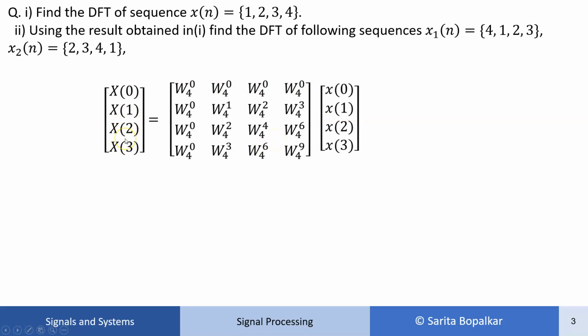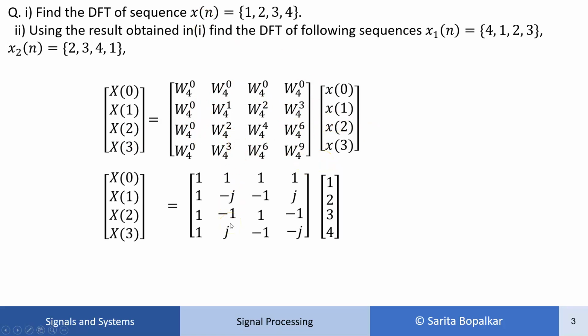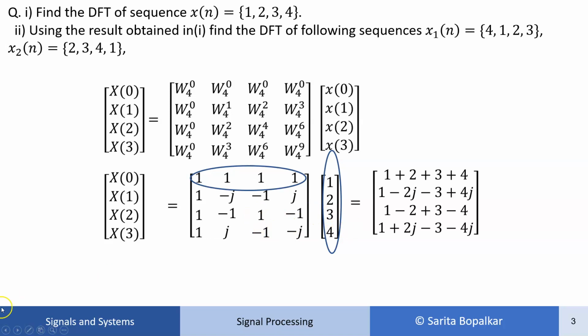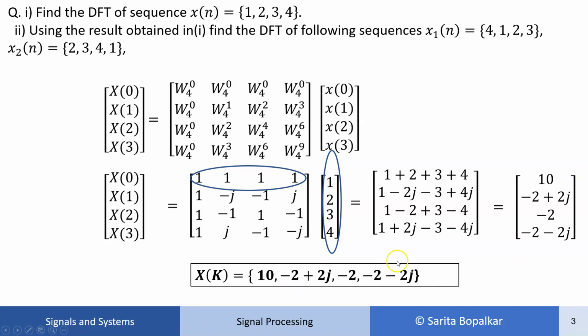That's why I'm directly writing here X(k) is equal to the twiddle factor matrix into your x(n) input. The twiddle factor matrix, we already know how to find this value. If you don't know, please refer to the previous video on how to find the DFT. Now do the matrix multiplication: first row with this column, similarly second row, third row, fourth row. And the DFT is 10, -2+2j, -2, -2-2j. So this is the DFT by the direct method, or we can say by the matrix method.